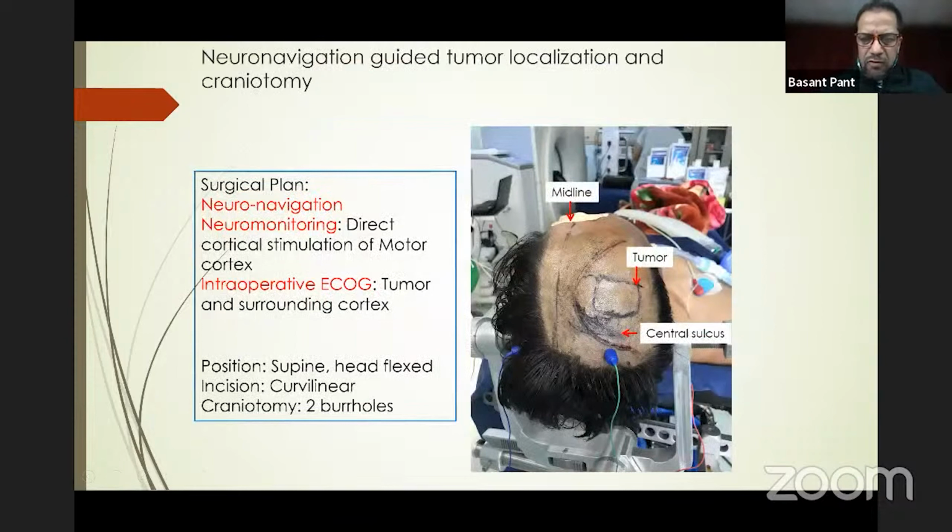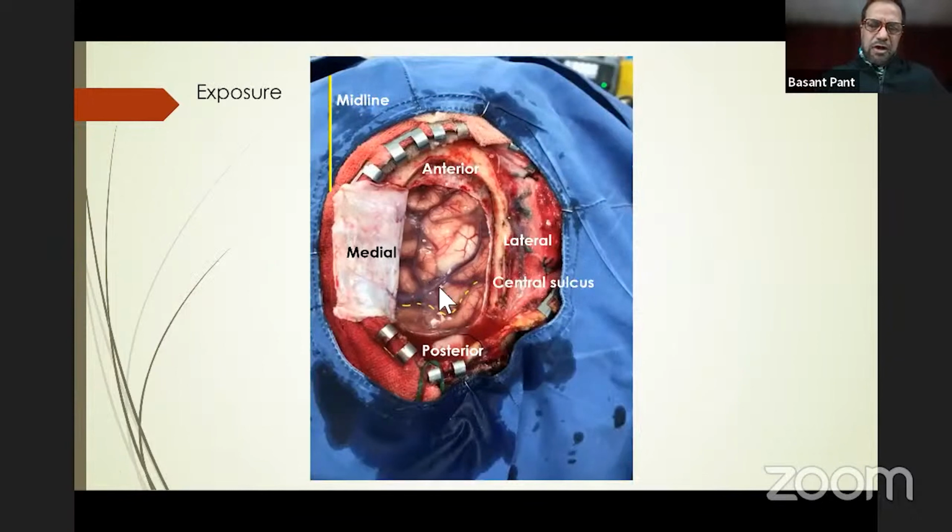And then we also identified the motor strip by neuronavigation, and the central sulcus was identified. And this is what it looked like when we opened. The tumor is pretty small. There's a vein going there. And that is the motor strip, which controls the hand area. So we wanted to preserve that somehow.